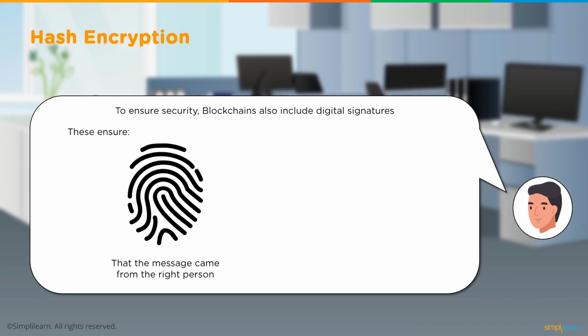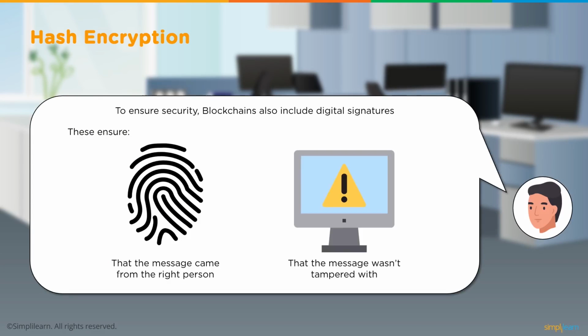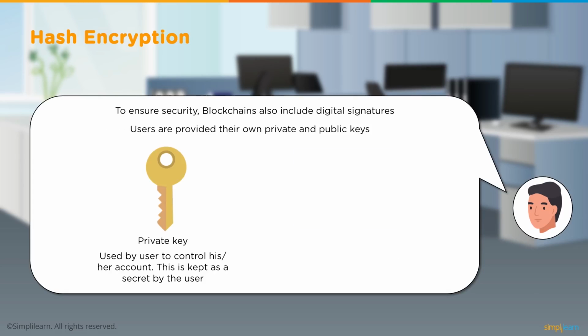To ensure security, blockchains also include digital signatures. These ensure that the message comes from the right identity, the right person, and that the message is not tampered with. Users are provided their own private and public key. So whenever a user onboards a public blockchain, he is provided a pair of public and private keys.